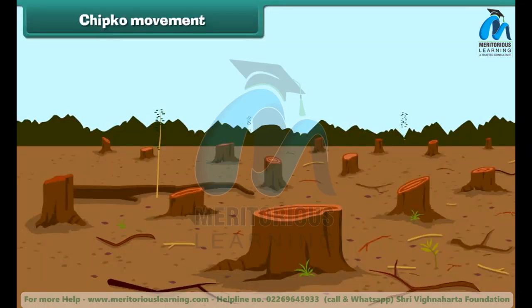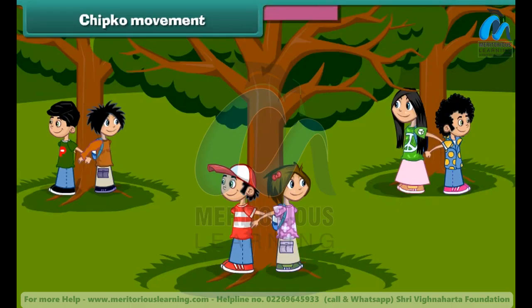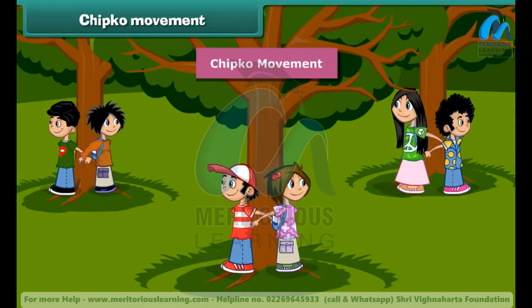Now we learn about an event related to protection against the cutting of trees. The Chipko movement or Chipko Andolan, literally meaning to stick in Hindi, is a social ecological movement that works through the act of hugging trees to protect them from being felled.